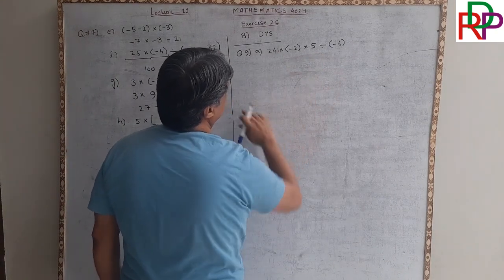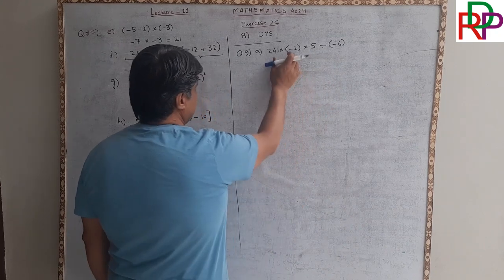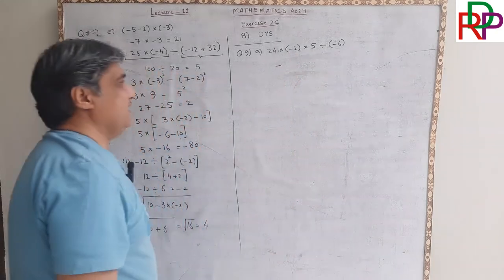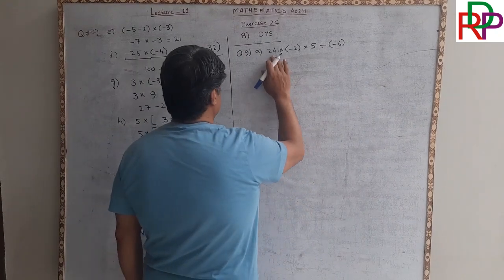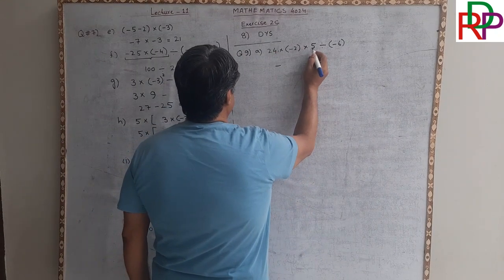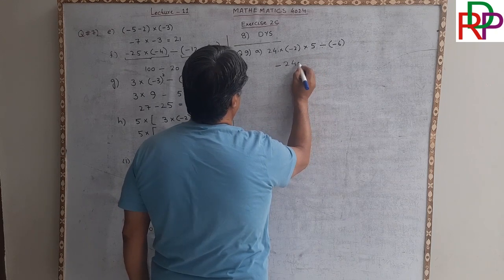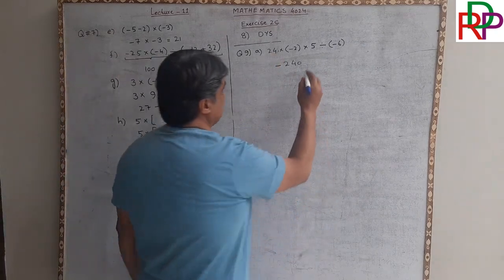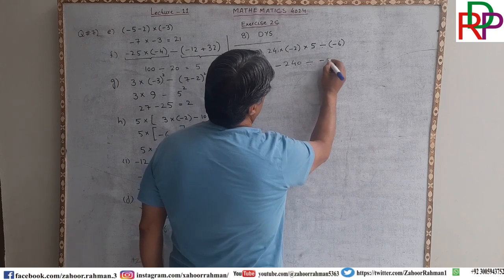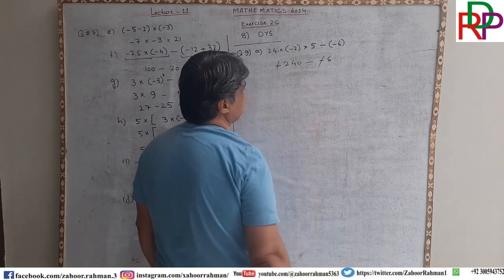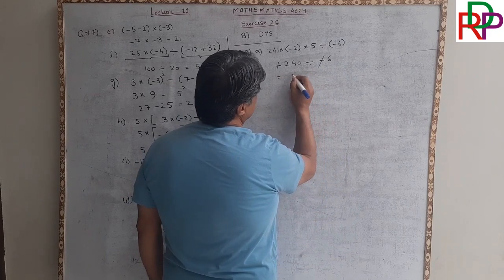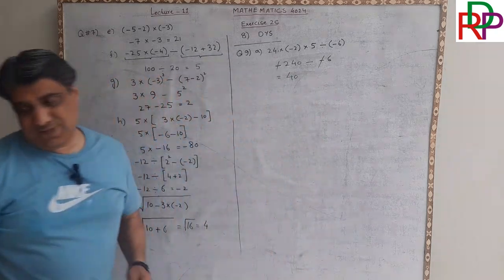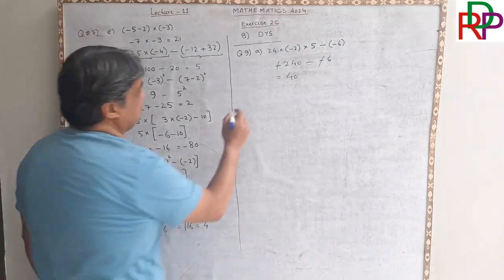So 24 multiplied by 2 means that first there will be a negative symbol, and then 2 fives are 10, so it will be 240. When we multiply this 10 with 24, it will become 240. And here this minus will be cancelled with this, and the answer will be 40. In this case, the answer is 40.